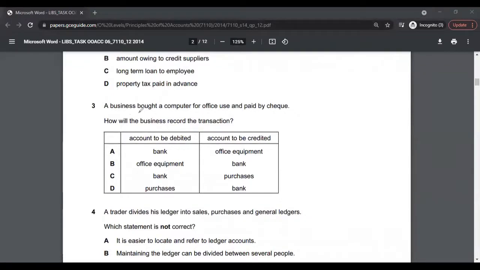Multiple choice 3, a business bought a computer for office use and paid by check. How will the business record the transaction? So this is basically asking for a journal entry. And if you remember the debit and credit rules, then it's very easy to make this entry.